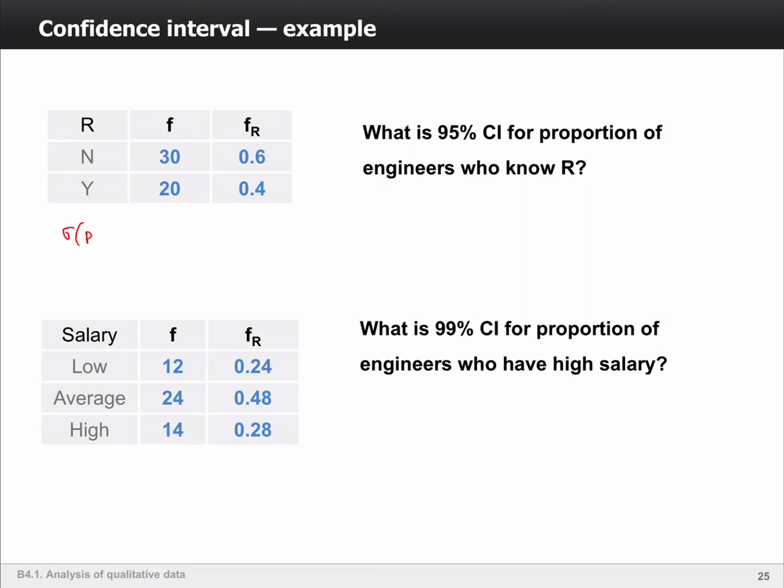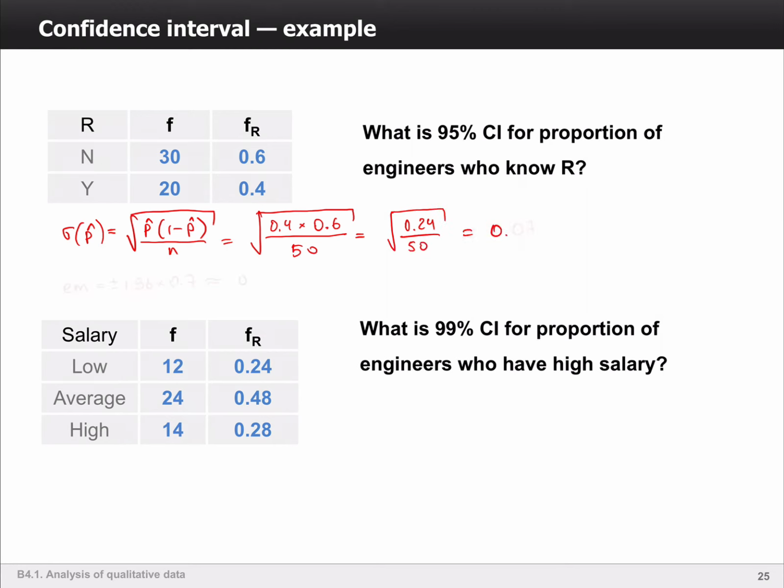So the standard error for proportions is the proportion of the sample times how many we have outside this, and then divided by n, right? So how many engineers know R? In our case, it's 40%, so we need to calculate 0.4 times 0.6, and then divide it by 50, which gives us 0.24 divided by 50, which is approximately 0.07. I just use 2 in this case just to make it a little bit easier.